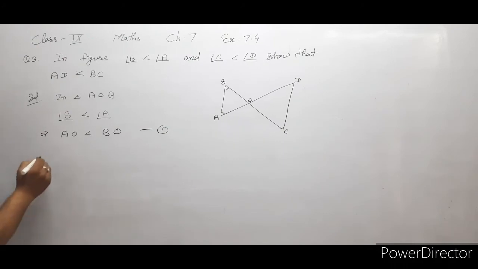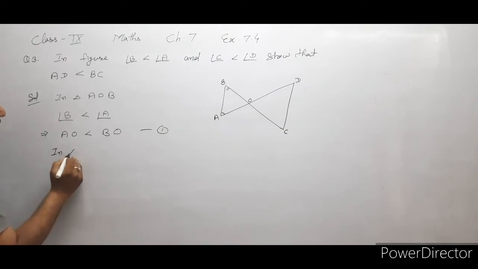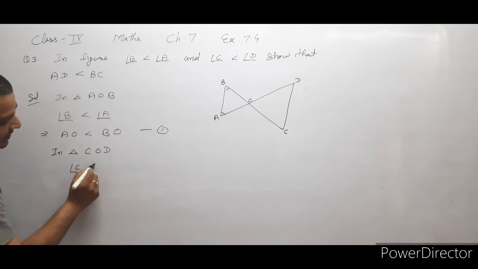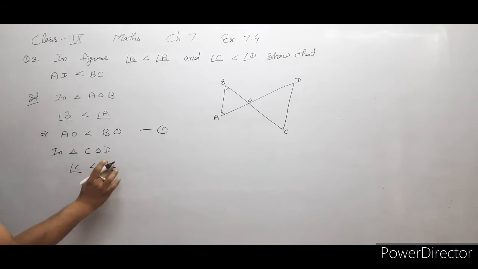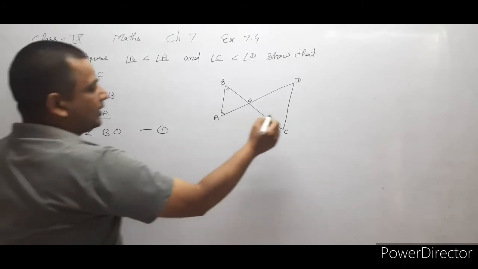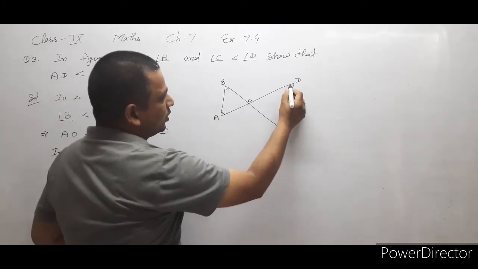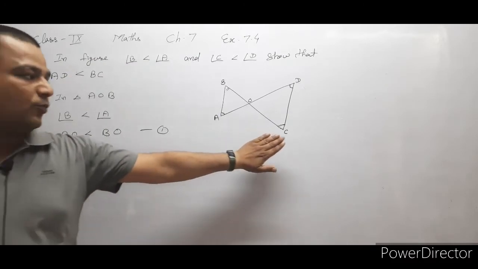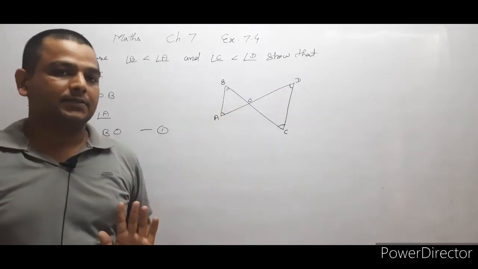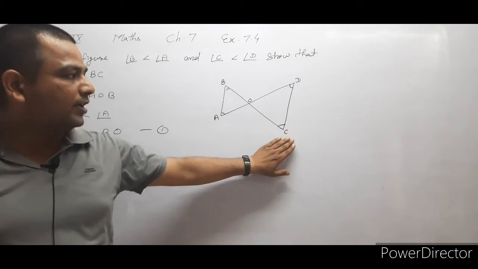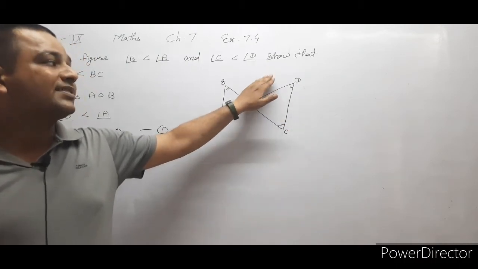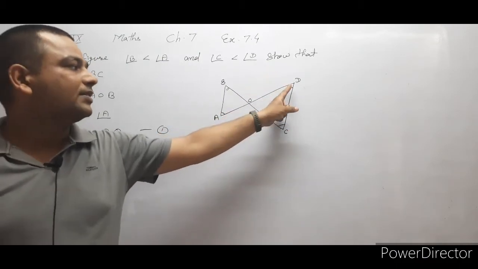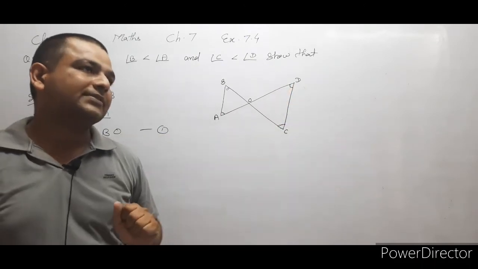Next, in triangle COD, it's given that angle C is smaller than angle D. Angle C is smaller than angle D. That means C is a smaller part and D is a greater part. If C is smaller, that means their opposite side is also smaller than the longer side's opposite side.